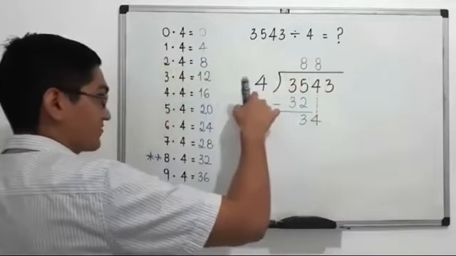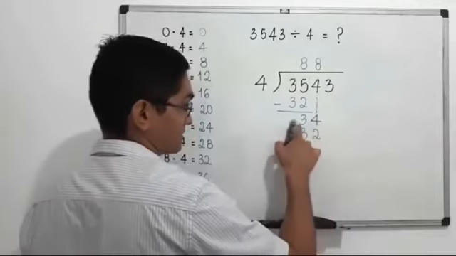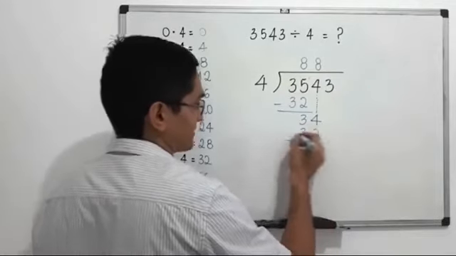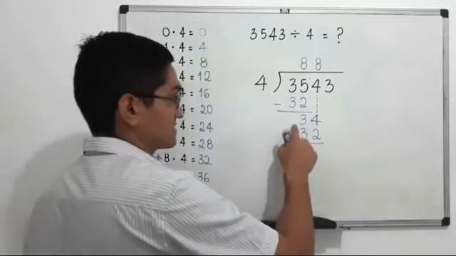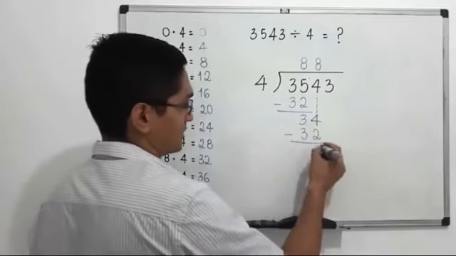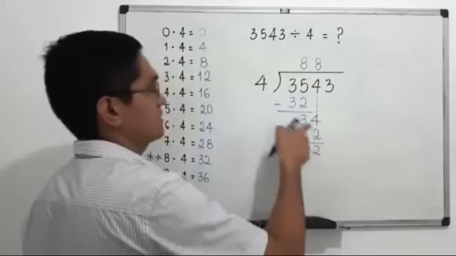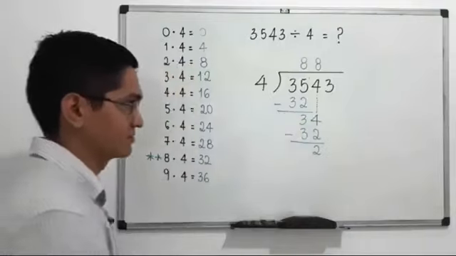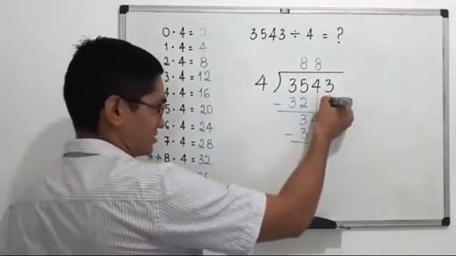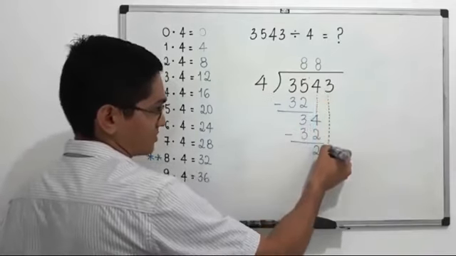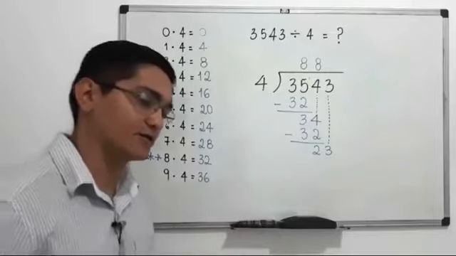Since 8 times 4 equals 32, we write 32 below 34 and we subtract. That's very easy. 34 minus 32 equals 2, since 32 plus 2 equals 34. Very good. After a subtraction, we always bring down the next digit. It's a 3. So now we get 23. And we ask the same question.